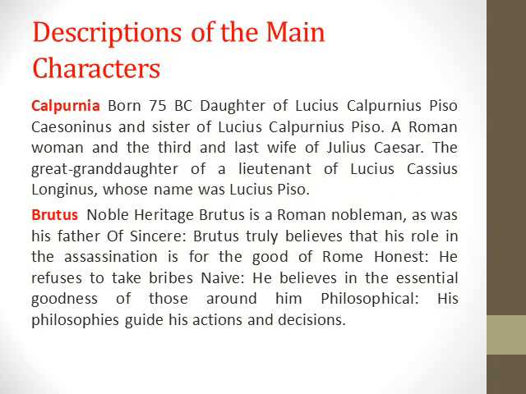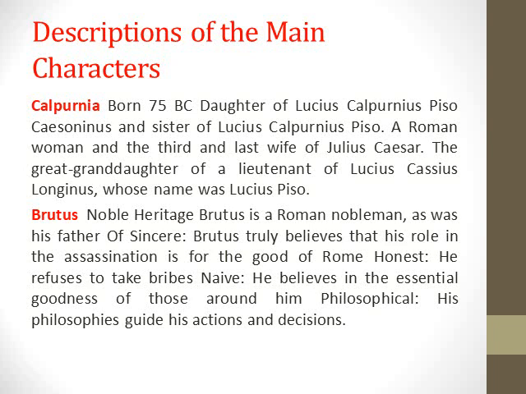Descriptions of the main characters. Calpurnia, born 75 BC, daughter of Lucius Calpurnius Piso Caesoninus, and sister of Lucius Calpurnius Piso, was a Roman woman and the third and last wife of Julius Caesar. Brutus, noble heritage.